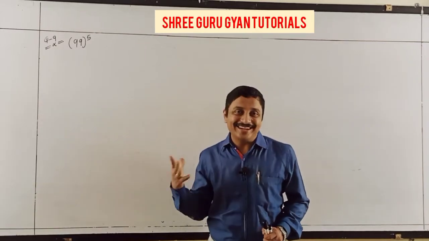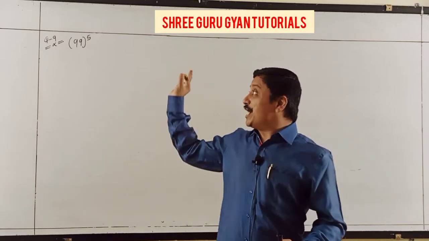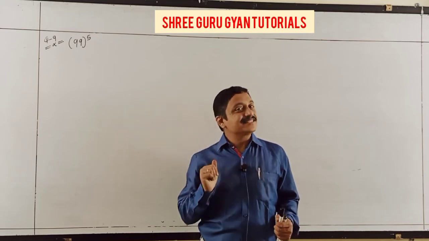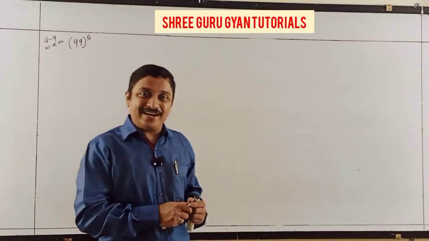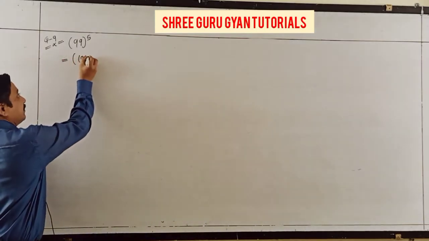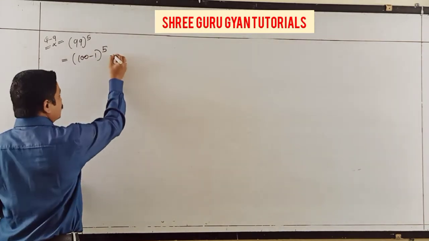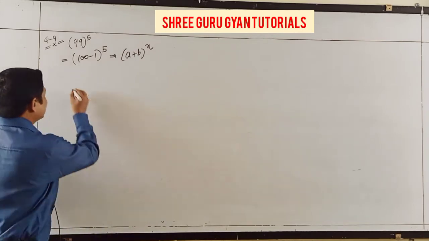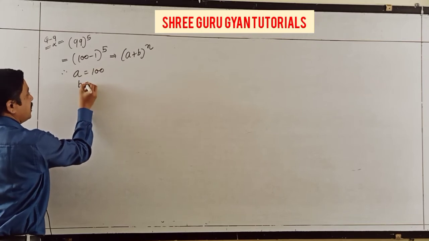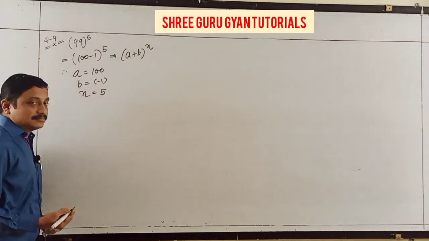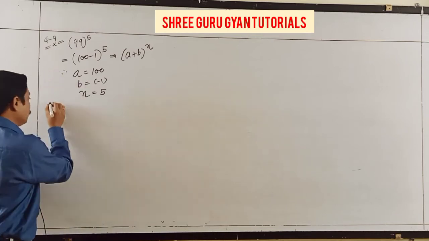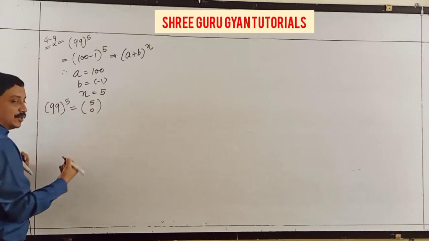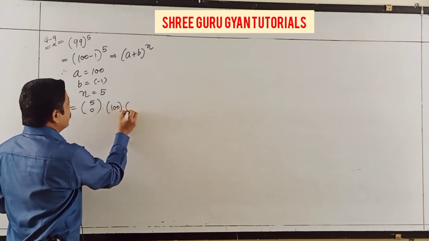Now students, one more numerical, 99 raised to 5 power. You can apply 100 minus 1, either 90 plus 9, but what is easy is 100 minus 1, definitely. So I just copied here, it is 100 minus 1, and we can show, in A plus B raised to N, A ready, B ready, and N ready. So what is your A, 100, B minus 1, and N becomes 5. So by binomial theorem property, I just operate nC0, meaning 5C0, A I have 100, B minus 1.